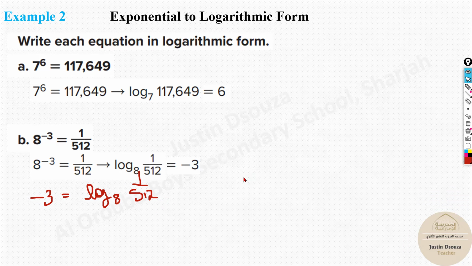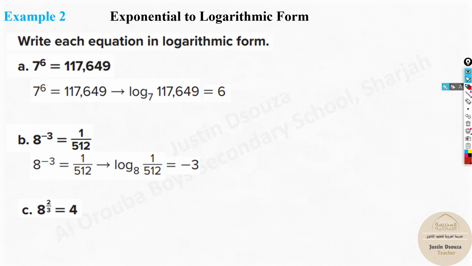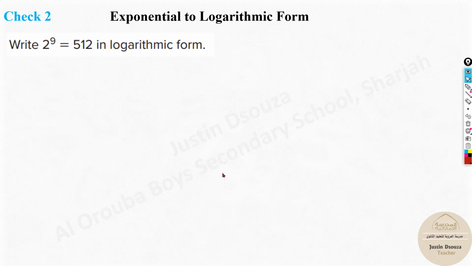Okay. Now then, what else? Over here, there's another same problem. 8 goes to the other side, power comes down, it will be 2 by 3, and you will have log base 8 of 4. This is it. Very straightforward problems. Please solve extra problems by yourselves and you will understand better.